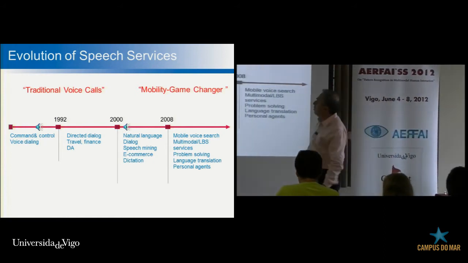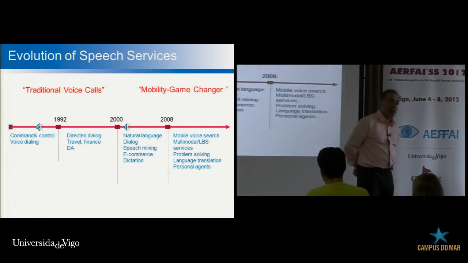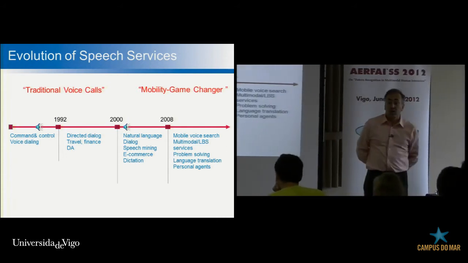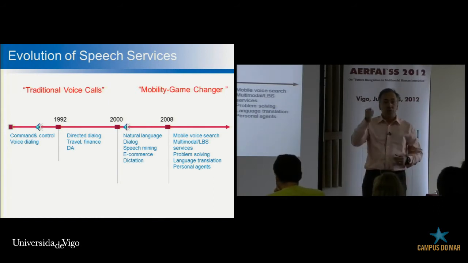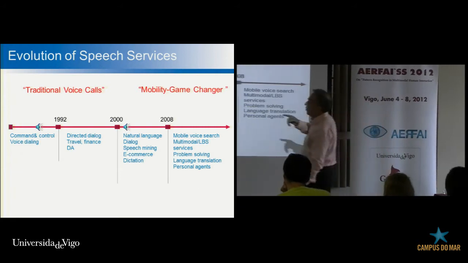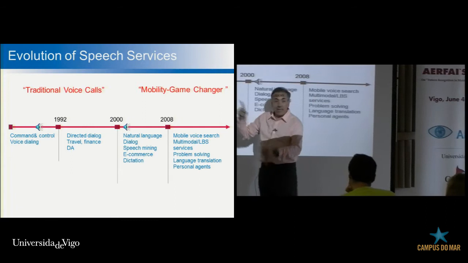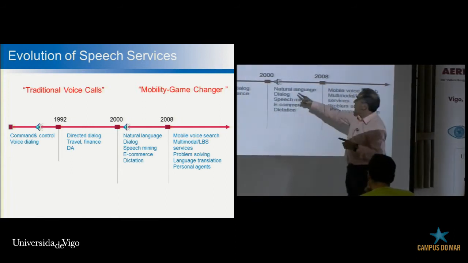Evolution of voice services. A lot of the work in speech recognition in the early days was based at AT&T Bell Labs. Because they were the phone company, the assumption is you're holding a phone and talking to a system instead of a person. So the traditional voice calls, then it came with directed dialogue, then it went to natural dialogue.